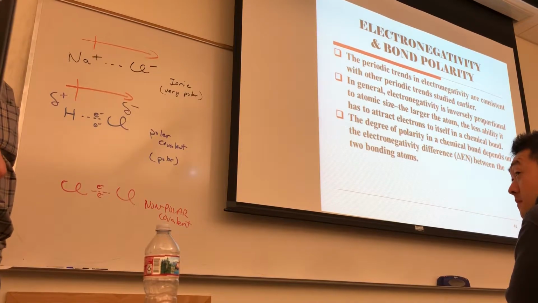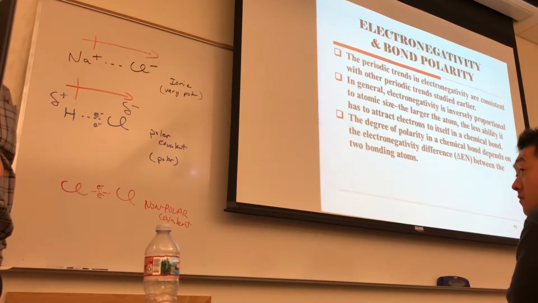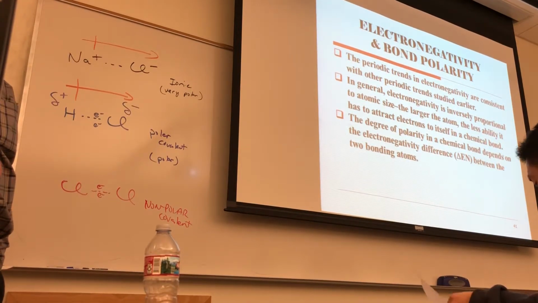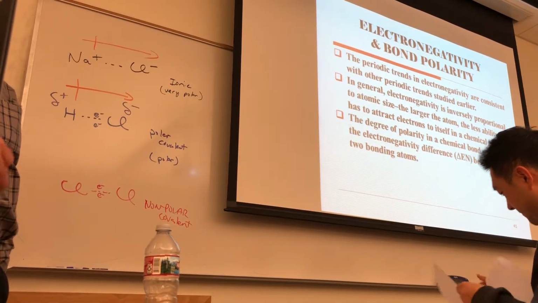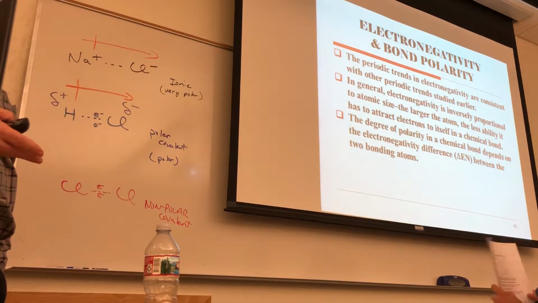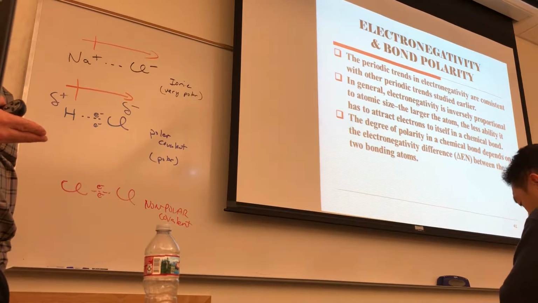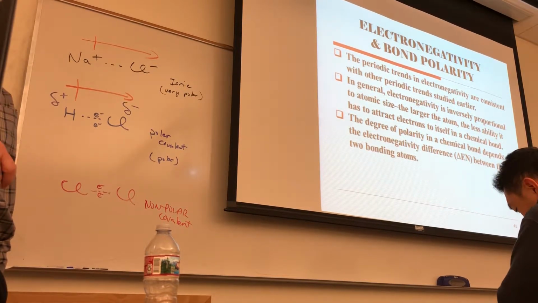Okay, I don't know how much this will help, quite honestly. You already know certain trends, and you should, but this is saying electronegativity is inversely proportional to atomic size. That makes sense, but it's not something you really need to know. You already know the individual trends, so there's nothing added to that statement.